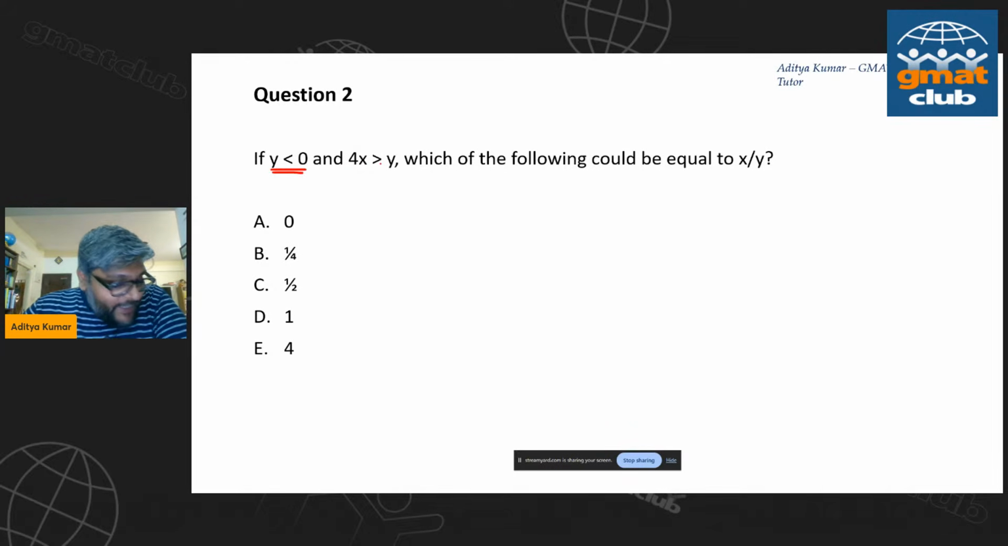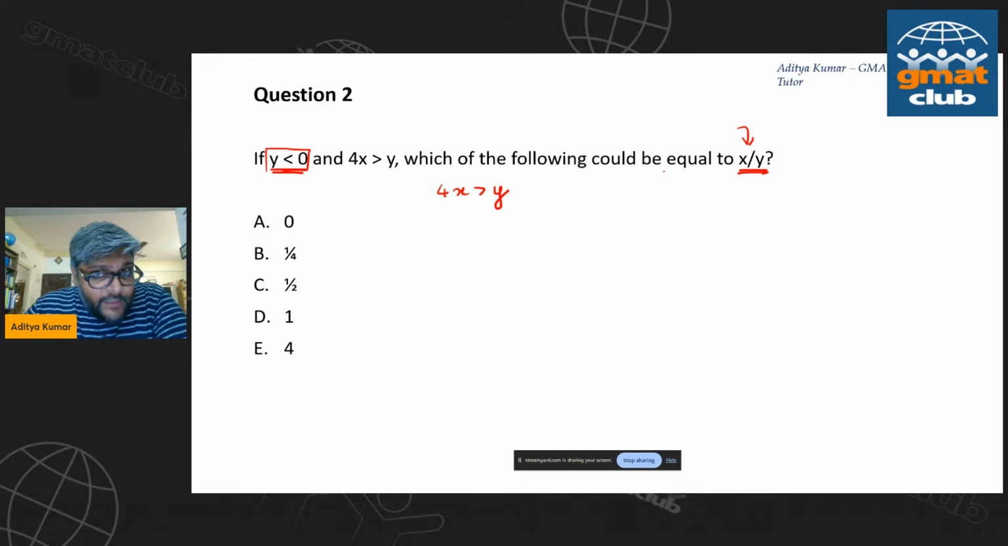So let's break it down. I told you whenever you get information about the sign of a variable, it's a boon to you, and they've given me y is less than 0. As soon as I see that, I know I can manipulate my equation with multiplication and division with y. And I've also been given that 4x is greater than y. The question asks me which of the following could be equal to x by y. Remember the simple rule of algebra. Work towards what the question's asking. Manipulate within the rules of inequalities.